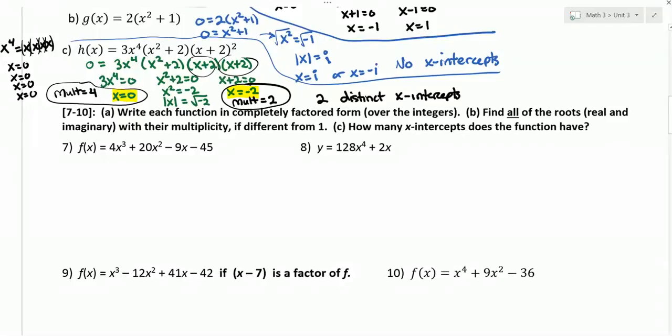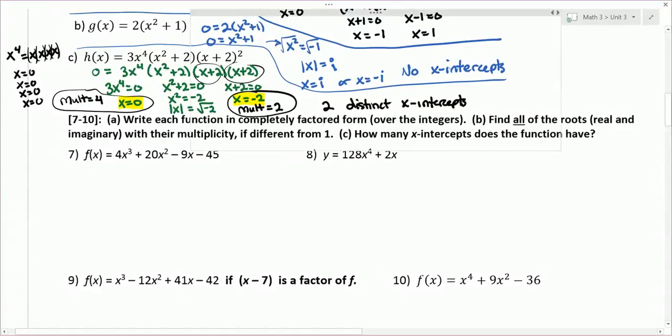Seven through 10, we're to write each function in completely factored form over the integers for part A. Part B, we're to find all the roots, real and imaginary, with their multiplicity if different from 1. And part C, we're here to state how many x-intercepts the function has.